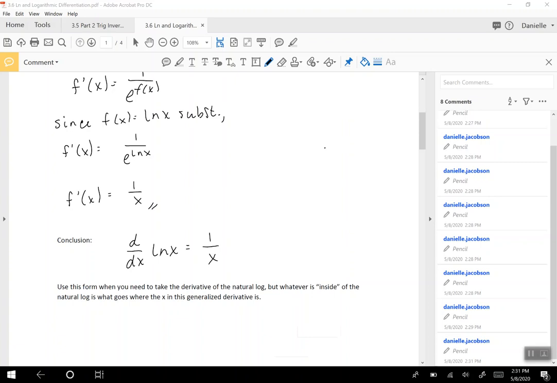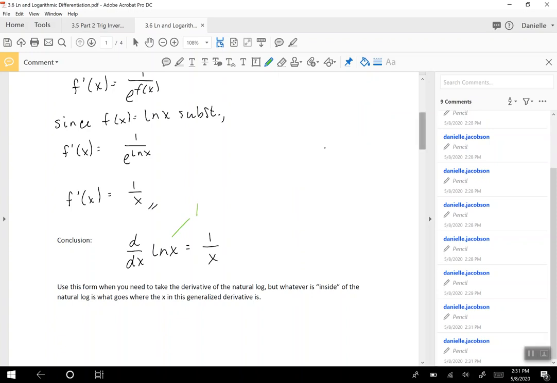So what this means is anytime you're taking the derivative involving the natural log, the derivative is going to take this form, but if you have something else on the inside of that natural log function, that's what you'll be putting in the denominator.